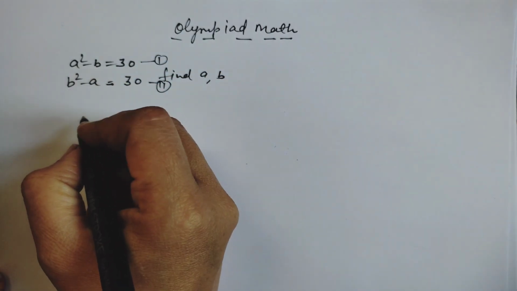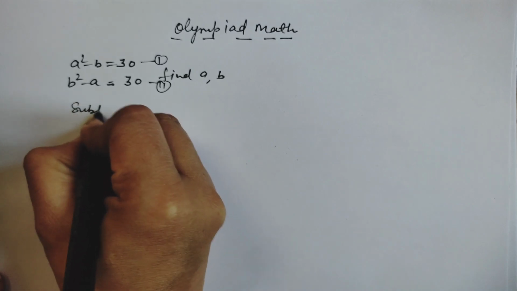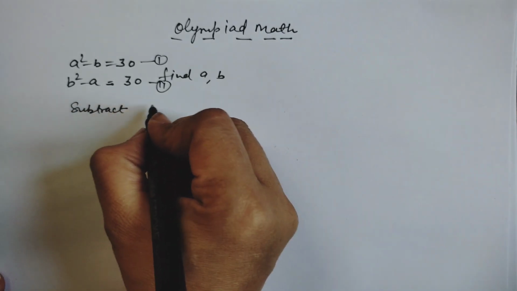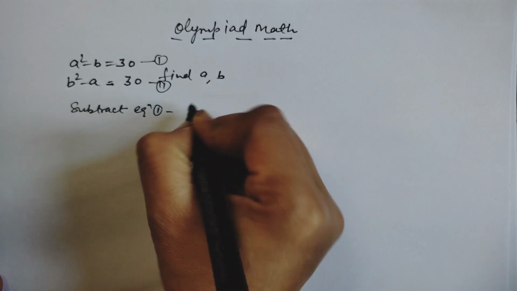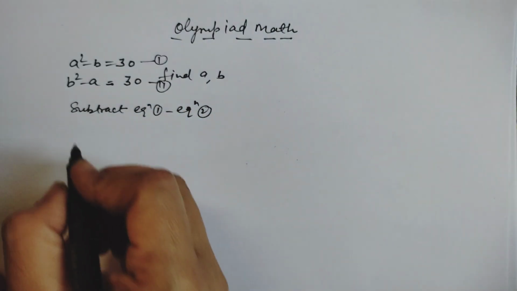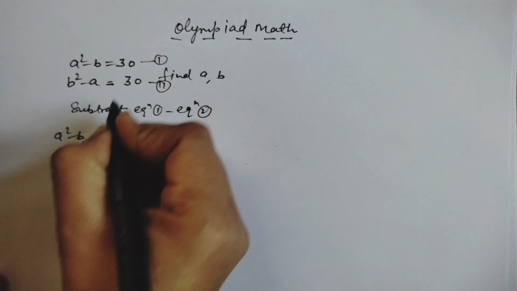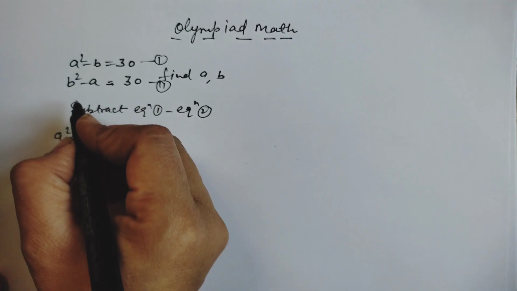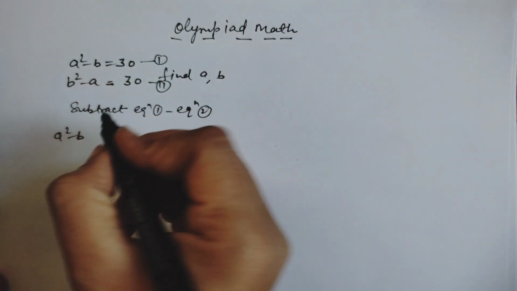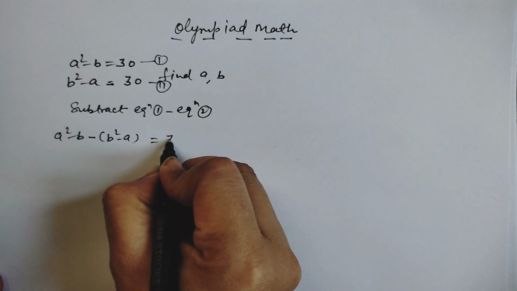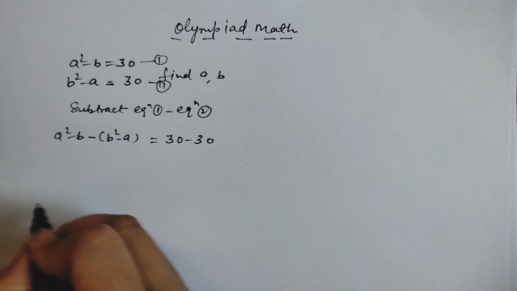Then subtract equation 1 minus equation 2. The first equation is a square minus b, and the second equation's left hand side is b square minus a. So left minus left and right minus right: minus b square minus a, and here 30 minus 30.